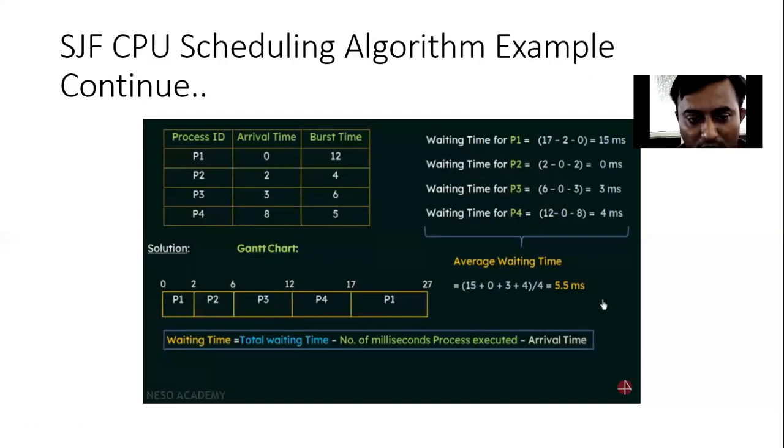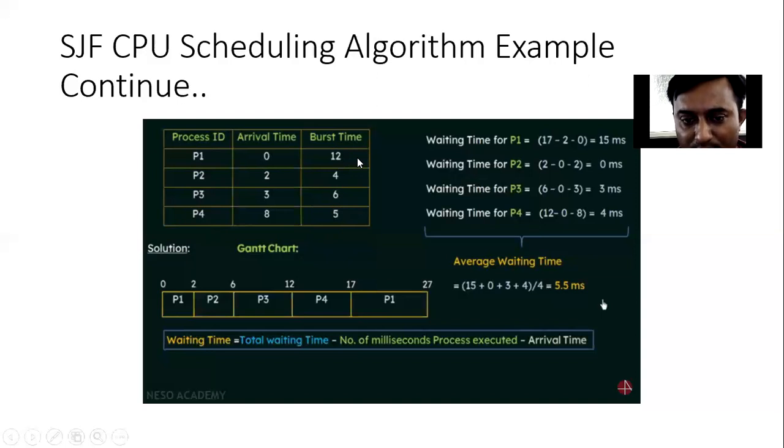Clear? So now how many options do we have? We have P1 and P4. These two processes are remaining for execution in the CPU. So now we need to compare the burst times of these two processes. P1, because P1 is already executed for 2 units of time.